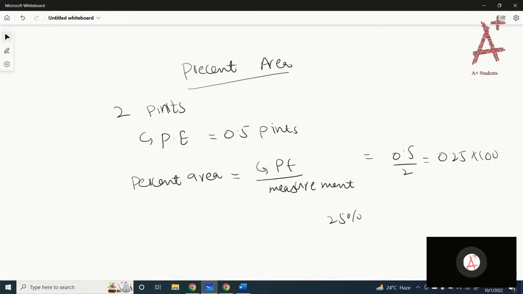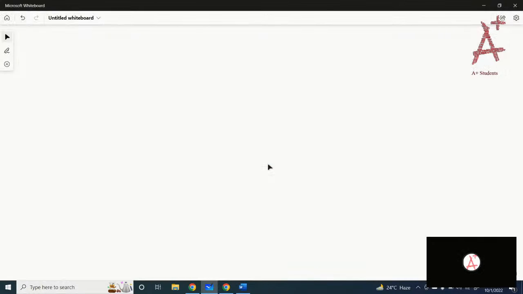Okay, let's start with the test. So the first question is: what is the percent error for a measurement of 5 yards? Okay, so you are given the measurement, that is 5 yards. You have to find the percent error for this one. Got it?